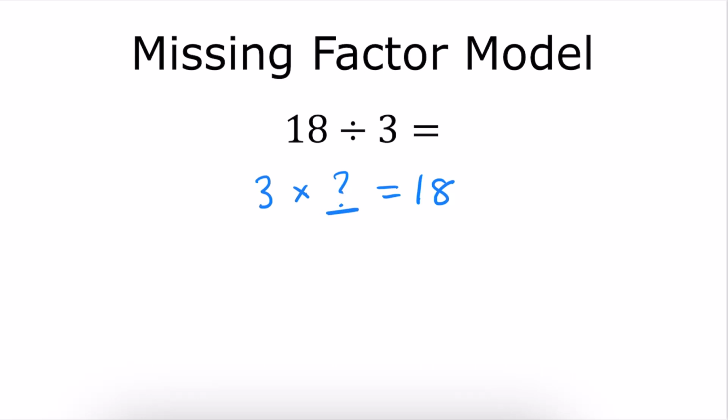So we basically have 3 different ways that you can model division. You could think about 18 divided by 3 as 3 times a missing number equaling 18. You can think about 18 as being split up into 3 groups and you're trying to figure out how much is in each group. Or you can think about 18 as being split up into groups of 3 and you're trying to figure out how many groups there are. And those are the 3 different ways you can think about division.